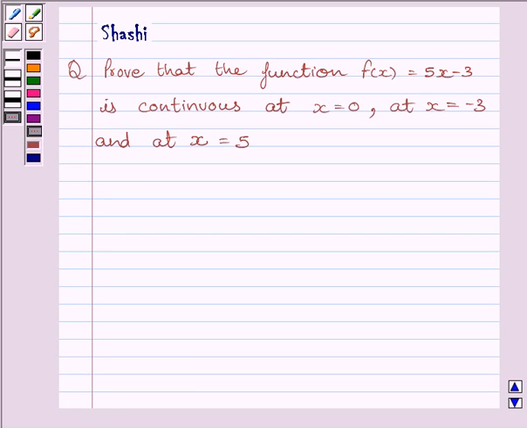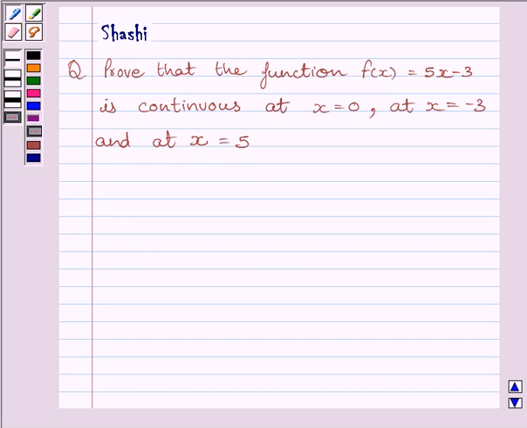I'm Shashi and I'm going to help you with the following question. Question says, prove that the function f(x) equal to 5x minus 3 is continuous at x equal to 0, at x equal to minus 3 and at x equal to 5.